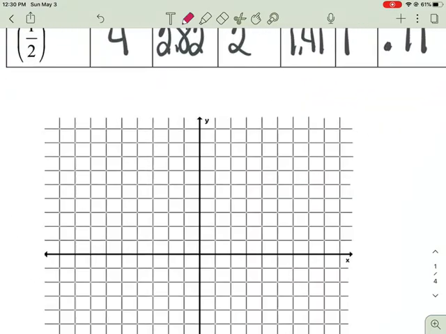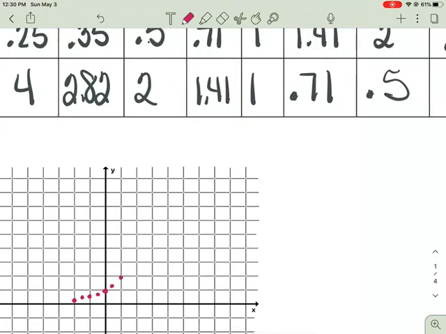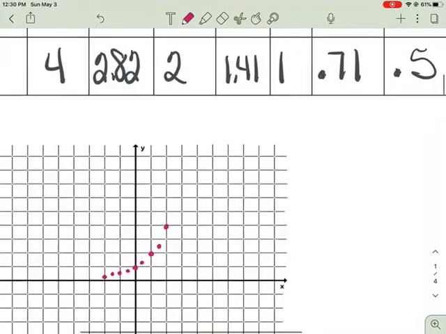So I'm going to use pink, fuchsia, whatever, to graph 2 to the x. Okay, so -2 was 1/4. Okay, -1.5, okay, -0.5, 0.71, and then I got to 1. All right, 1 and 4. Then I got to 2, then 2.82, and then all the way up to 4. So you notice that after the decimals, it increased. One of the things that you should notice is none of our answers are negative.